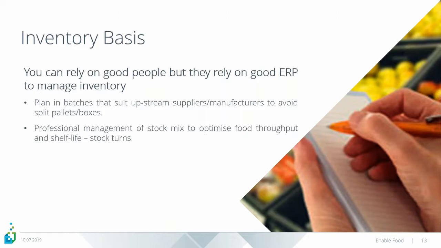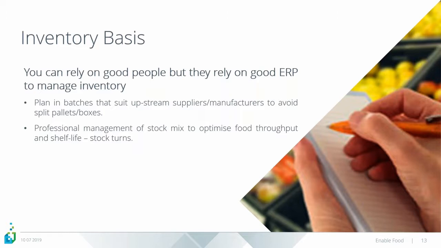I think this must be the simple best practice in the world for not doing this properly, which is professional management of stock mix. So if you want to optimize food throughput and shelf life, you want to increase your stock turns. In other words, you want your stock to rotate often. Probably if you've got short shelf life, in other words, 1 week, a few days.